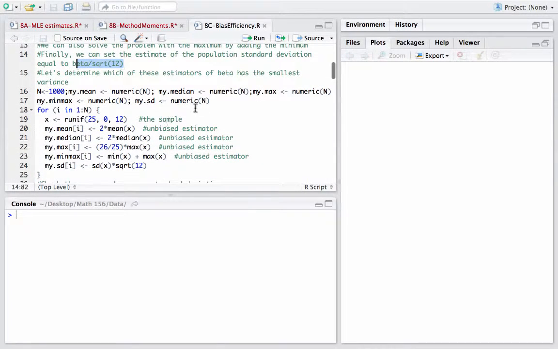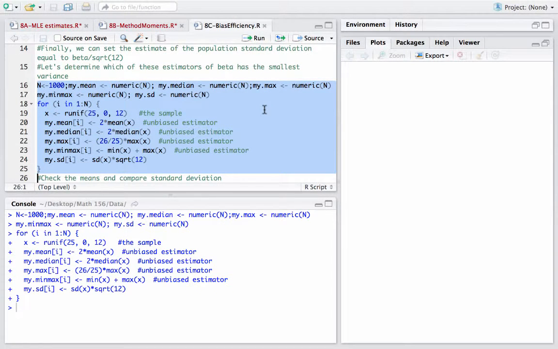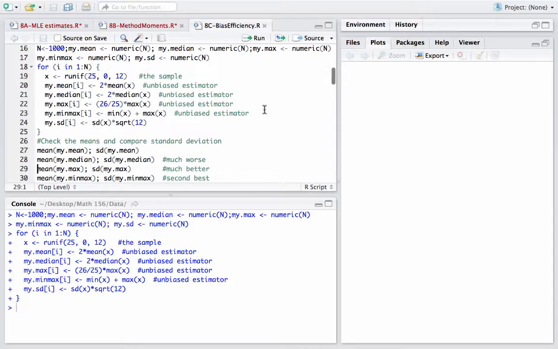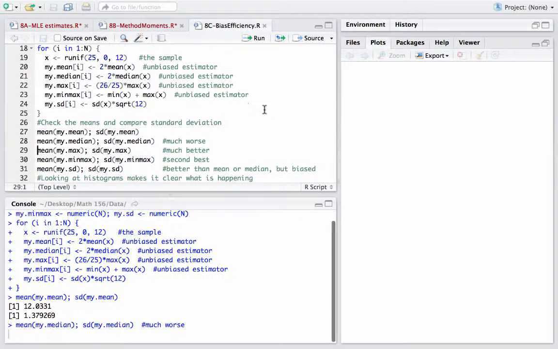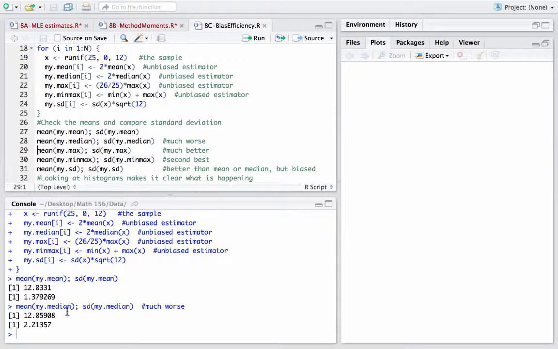So now the question is, which of these estimators has the smallest variance? So let's, 1,000 times, draw 25 samples from our distribution and compute each of these estimators. So we'll look at the average and spread of each of them. That was the means. Now the medians. The median is centered in a similar place, but you see it tends to be much more variable.